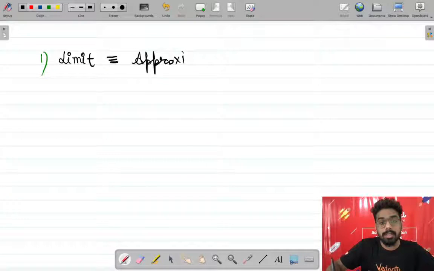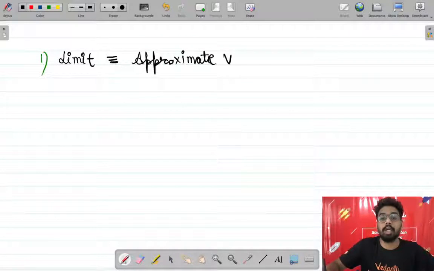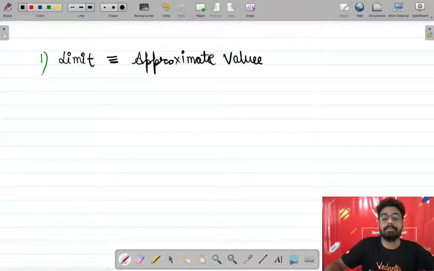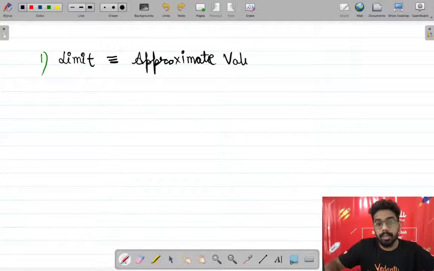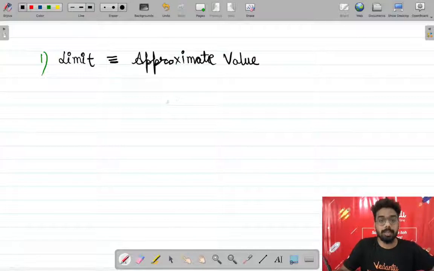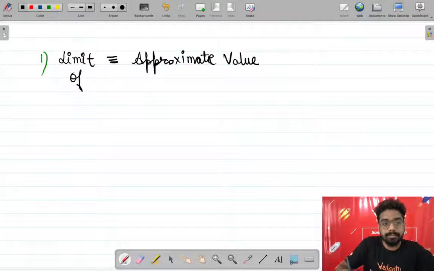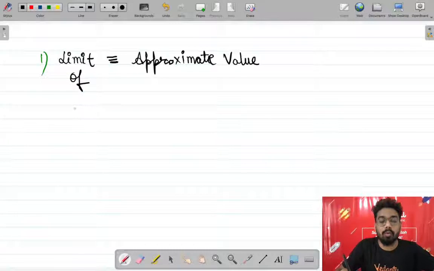Limit is approximation, the approximate value of anything. If we are going to calculate the limit of any number, it is the approximate value. Now limit of a function, what does it mean? It is the approximate value of the function.